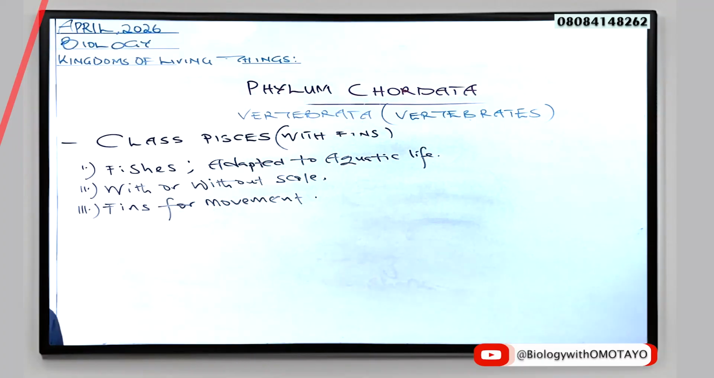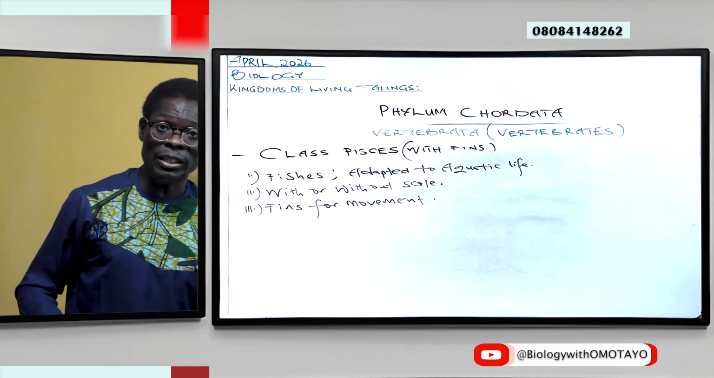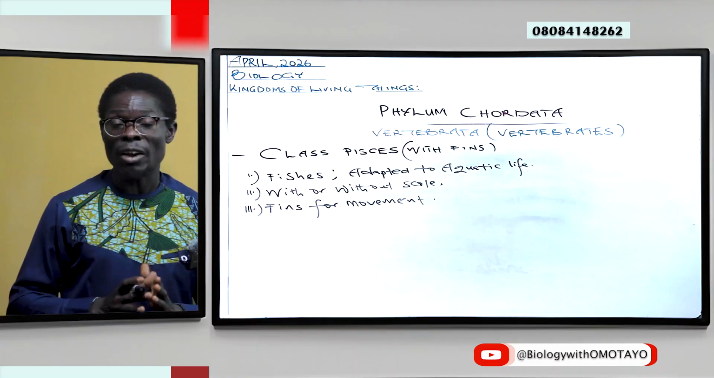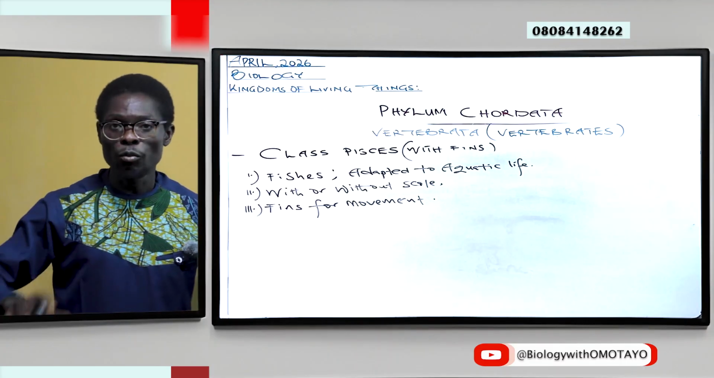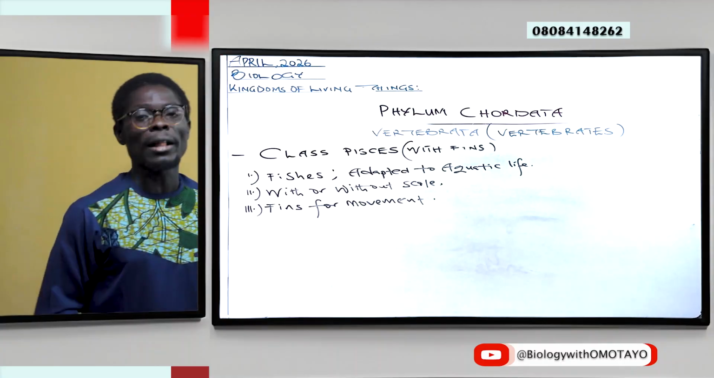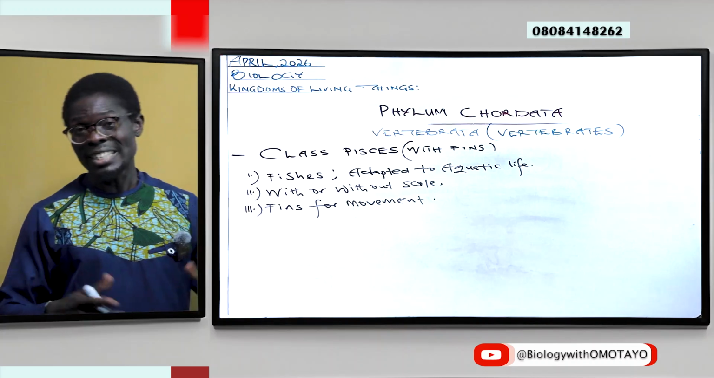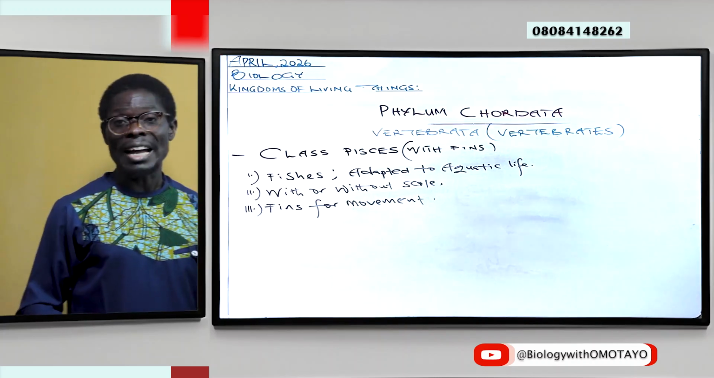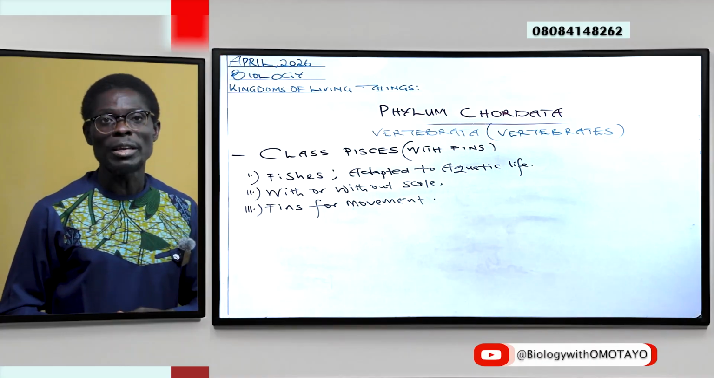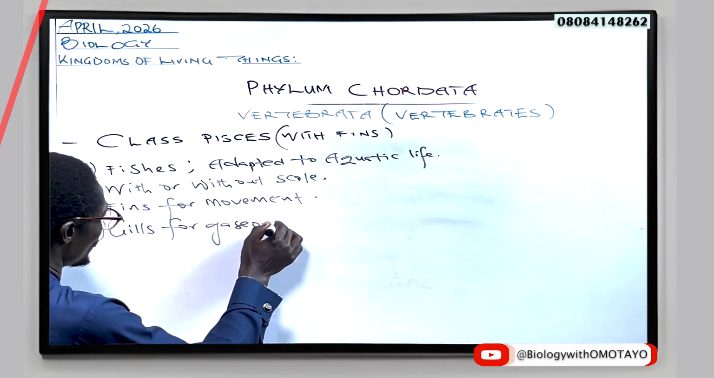Either the dorsal fin, the anal fin, the caudal fin, or the pectoral fin, with regards to each of their purposes. All in all, they serve the purpose of movement, either to pivot or to turn or to propel, as the case may be. It's all to aid movement in this aquatic organism. They use gill for gaseous exchange.